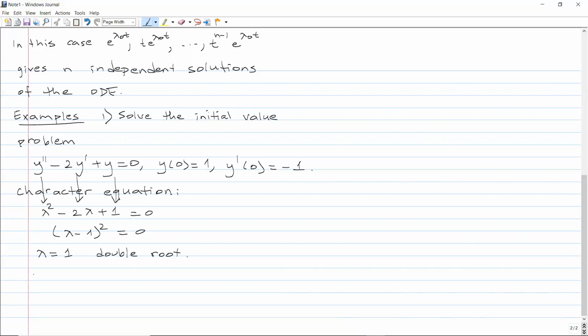So that means the first solution, taking the value lambda equals 1, is e to the t. And the second one, since it's a double root, we multiply e to the t with t. And this is where we stop. It's a double root. The equation is second order. We need only two independent solutions. So these two are the independent solutions.